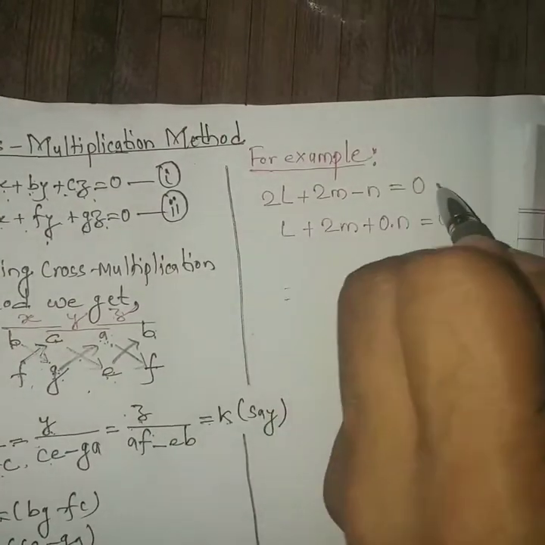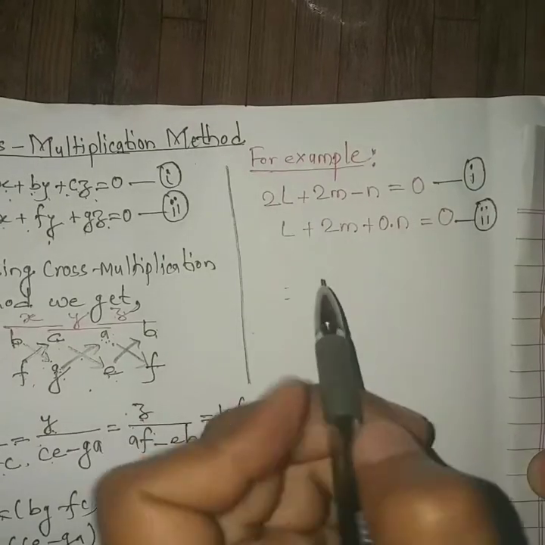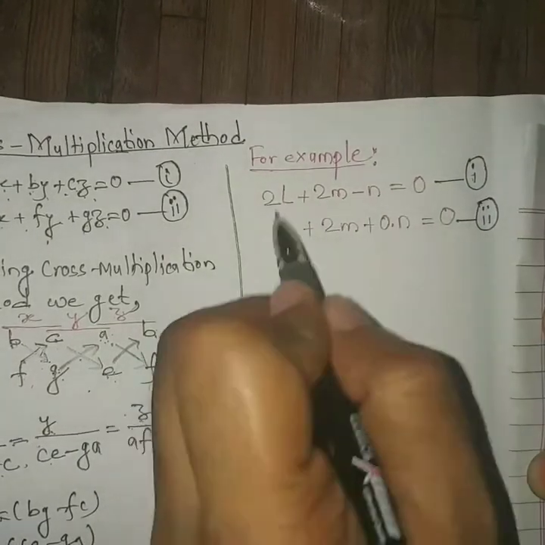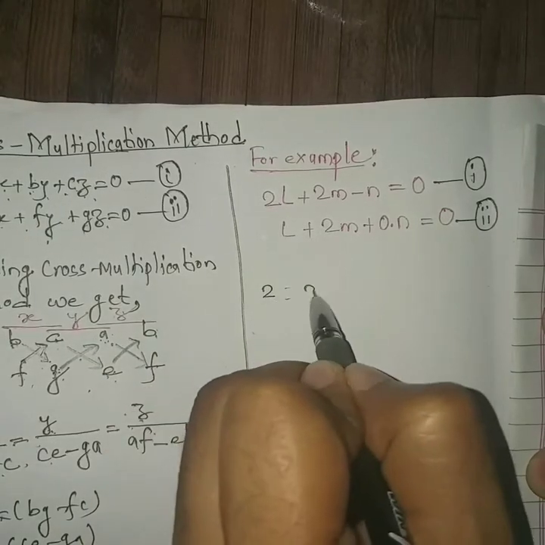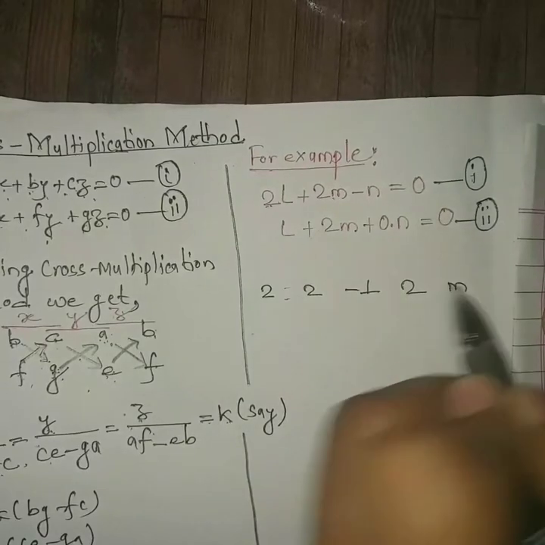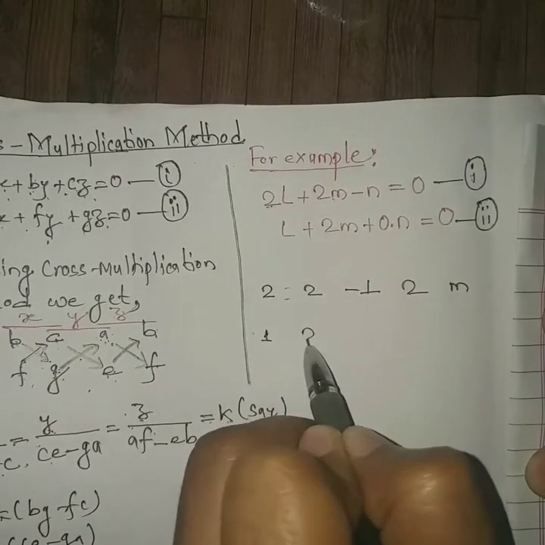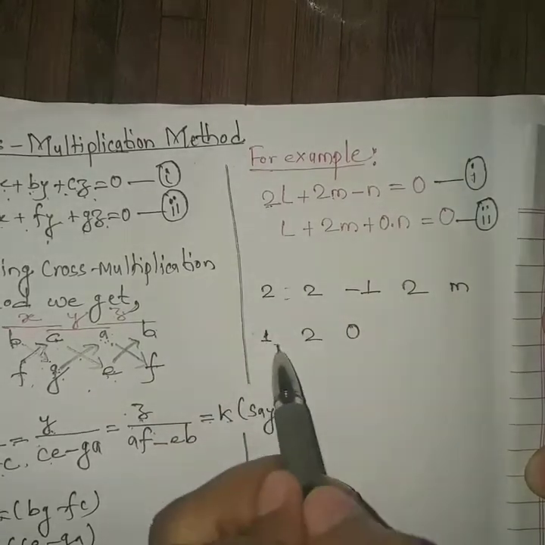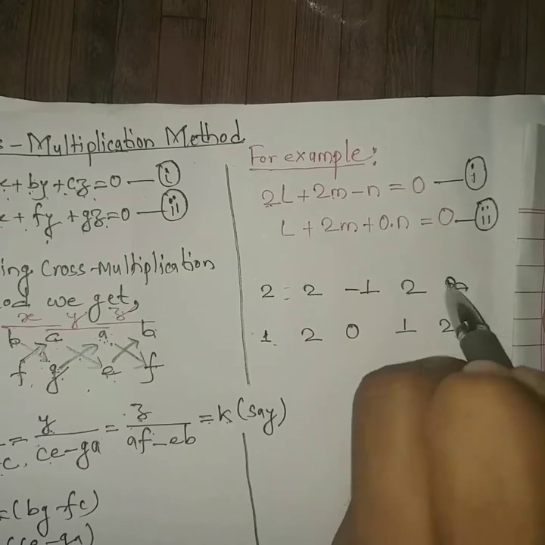So these are the two equations where l, m, n are the direction cosines of a line. Using the cross multiplication method, I'll be listing the coefficients first. The coefficient of l is 2, m is 2, and n is minus 1, and repeating the first two coefficients, that is 2 and 2. Similarly, I'm listing out the coefficients of the second equation. The coefficient of l is 1, m is 2, and n is 0, and I'm repeating the first two coefficients again, 1 and 2.